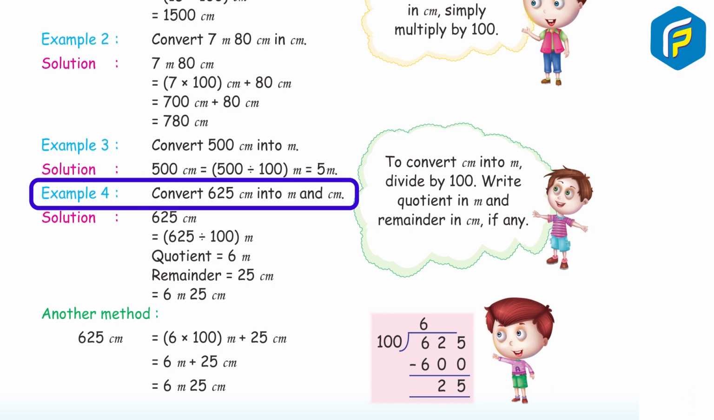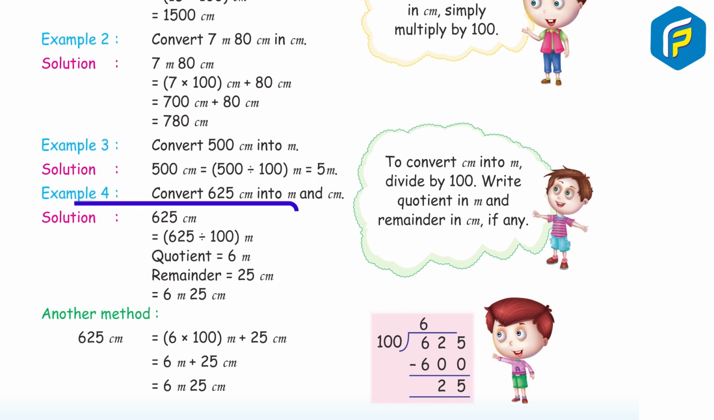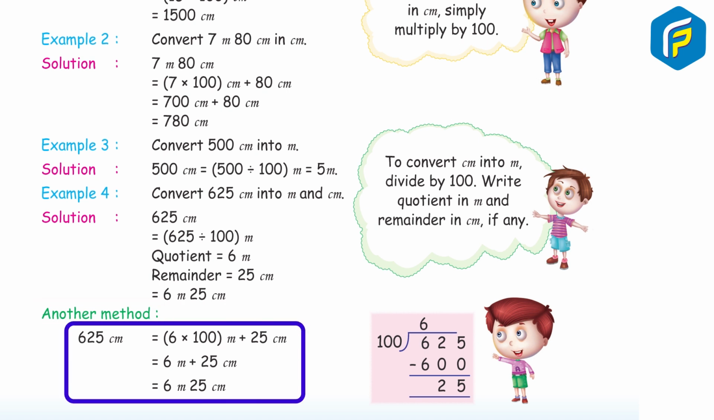Example 4. Convert 625 centimeter into meter and centimeter. Solution. 625 centimeter is equal to 625 divided by 100 meter. Quotient 6 meter, remainder 25 centimeter, which is 6 meter 25 centimeter. Another method. 625 centimeter is equal to 6 into 100 centimeter plus 25 centimeter, which is 6 meter plus 25 centimeter, which is 6 meter 25 centimeter.